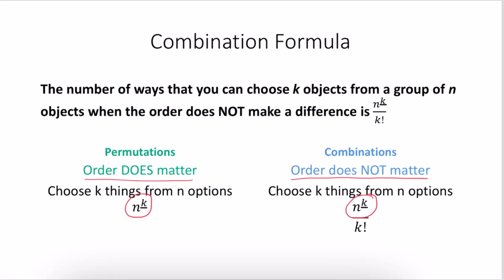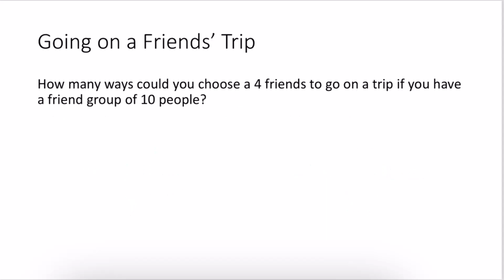So let's do one example where we're not going to draw a choice tree, just so we can talk through how you would think through it. So in this problem, it says, how many ways could you choose 4 friends to go on a trip if you have a friend group of 10 people? Okay, so in this problem, we're making 4 choices. So we're going to write out 4 spaces that will multiply together.